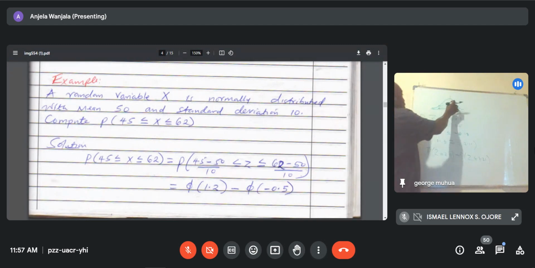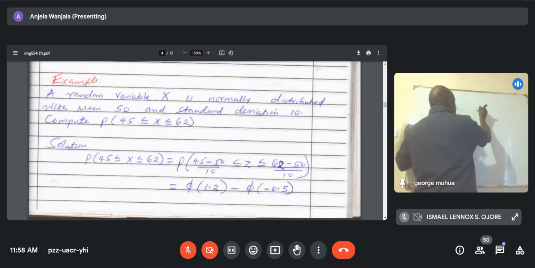Because you are looking for the area between, you have to know the area from 2.11 up to the end, which you read from the table. Then you also read the area from 1.21 up to the end. So what is remaining is the difference between the two. That is very simple.